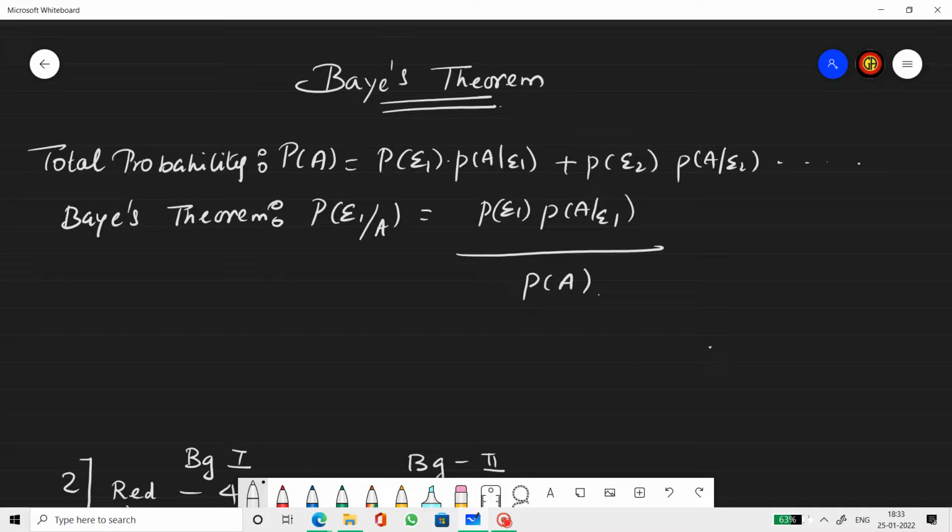Good evening all. Today we're going to do Bayes' theorem, which is the third exercise of probability. Considering the deleted portion, this would be a very important topic.